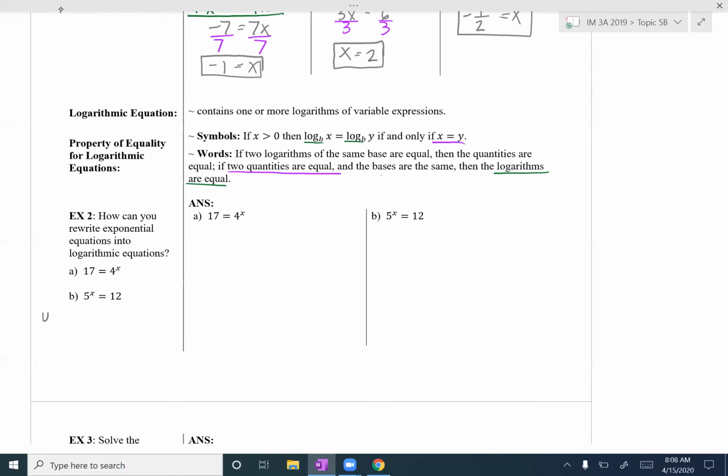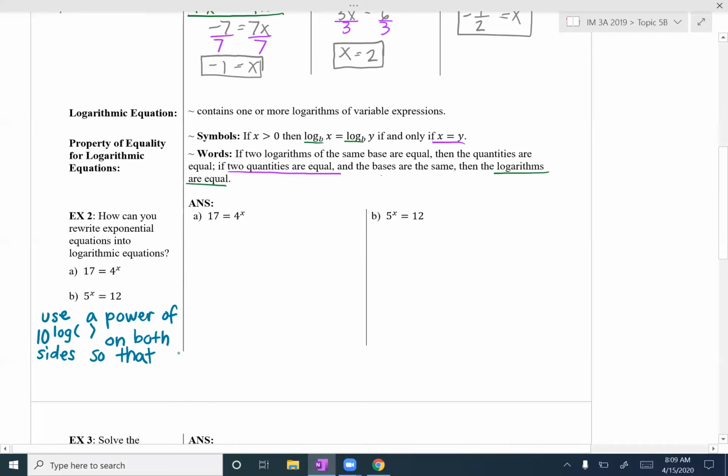So to do that, we're going to use the idea that if I use a power of 10 to the log of something on both sides, so that we now have the same base, on both sides.